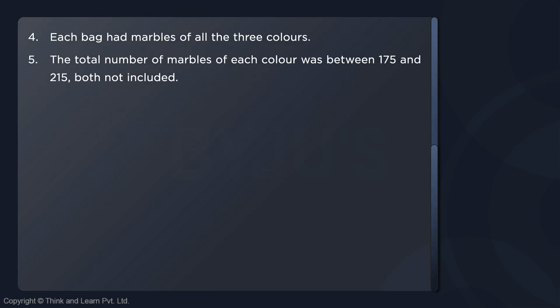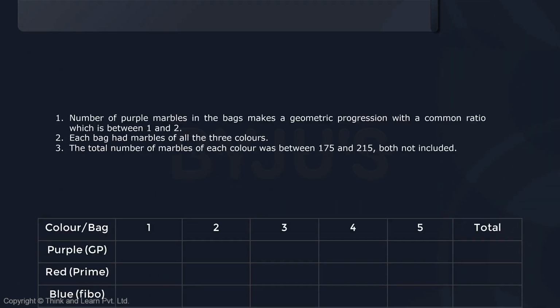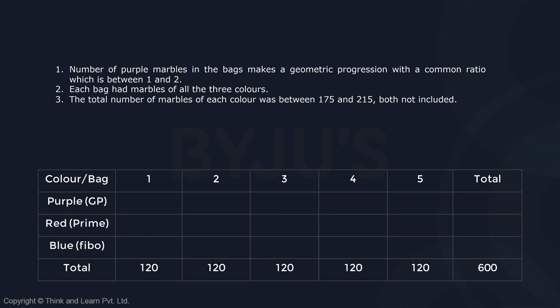Each bag had marbles of all 3 colors. The total number of marbles of each color was between 175 and 215, both not included. Okay, let's start with the first statement: the number of purple marbles in the bags makes a geometric progression with a common ratio which is between 1 and 2.